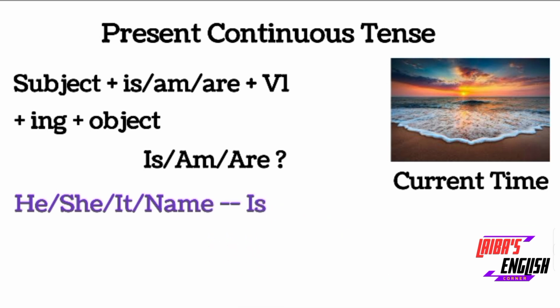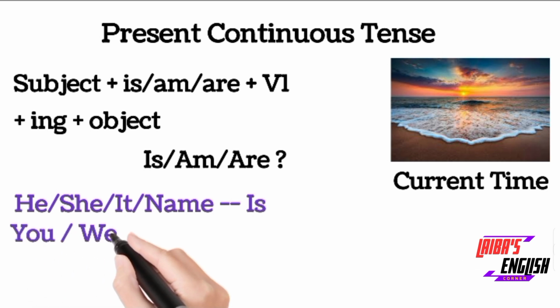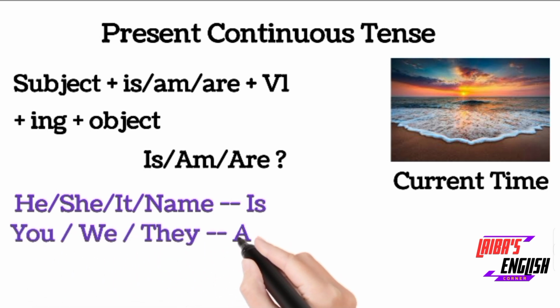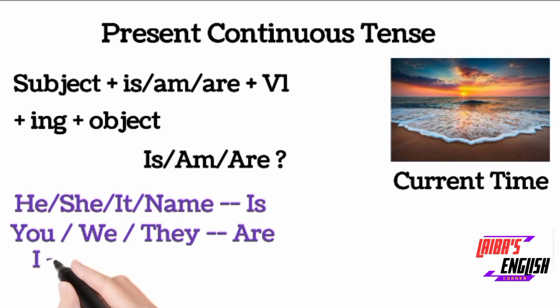Whenever there will be he, she, it or name, we are using is. Whenever there will be you, we, they, we are using are. And whenever there will be I, we are using am with I. So this is the basic of how we are going to use these helping verbs in our sentences.